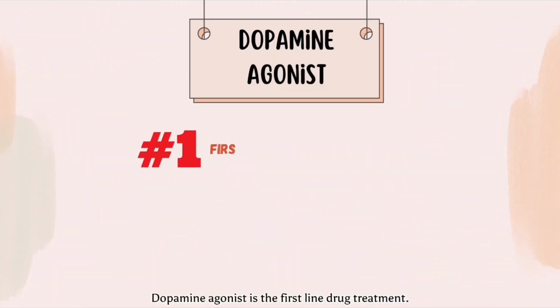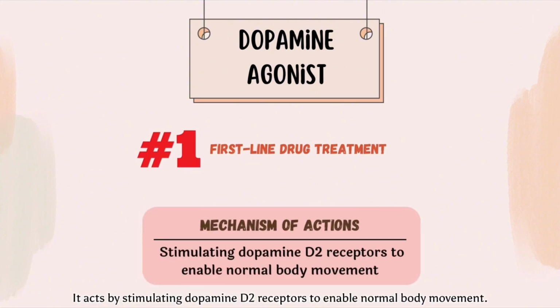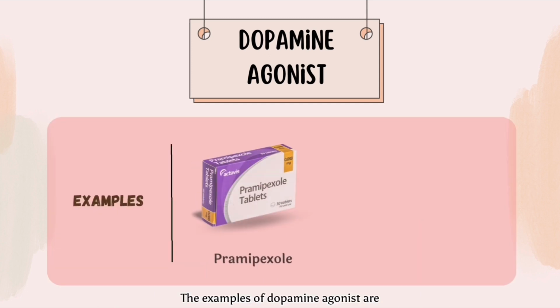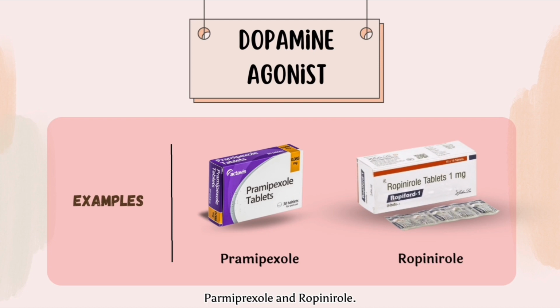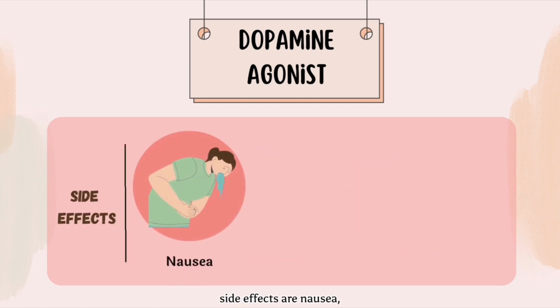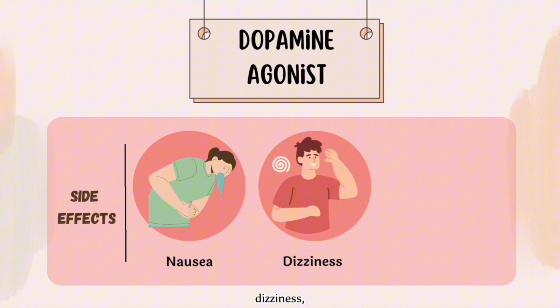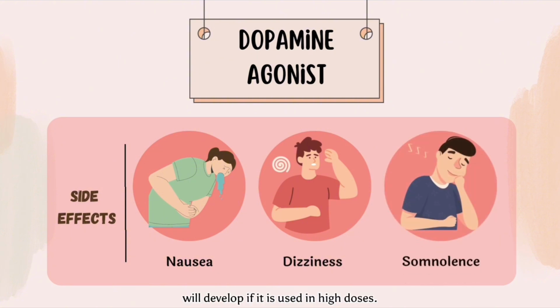Dopamine agonist is the first-line drug treatment. It acts by stimulating dopamine D2 receptors to enable normal body movement. The examples of dopamine agonists are pramipexole and ropinirole. However, side effects such as nausea, dizziness, and somnolence will develop if it is used in high doses.